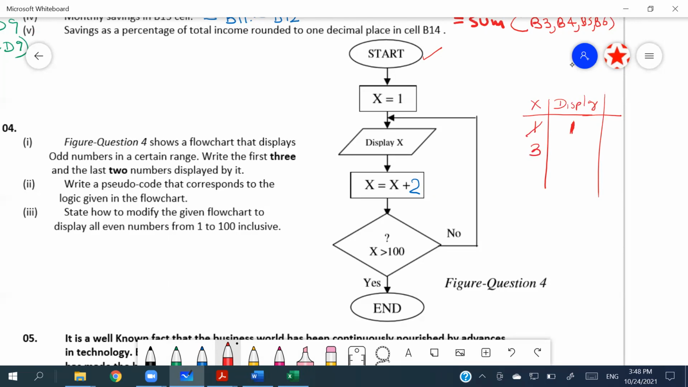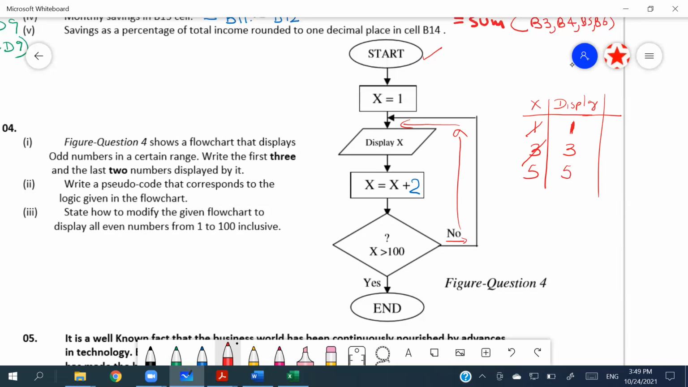It will ask a question, x larger than 100. So x is not larger than 100. So it goes on the no path, and comes here, right? It says then display x again. So it's going to display 3, right? Then 3 will be increased by another 2. It will be 5. Then it goes and checks the condition again. So it is still not larger, so it goes up and displays x.